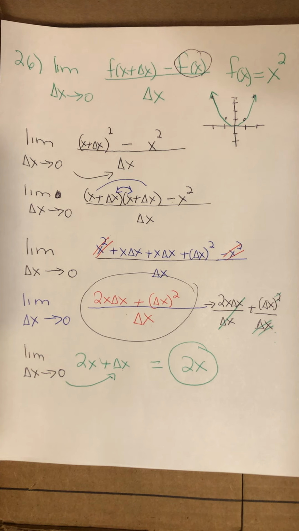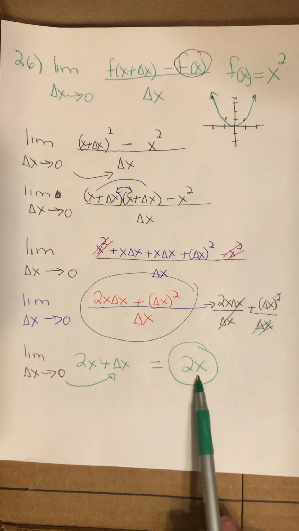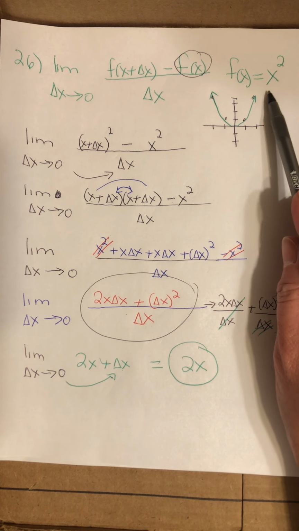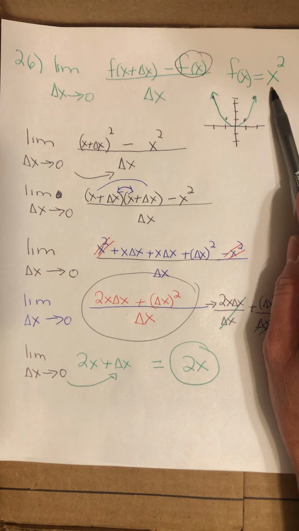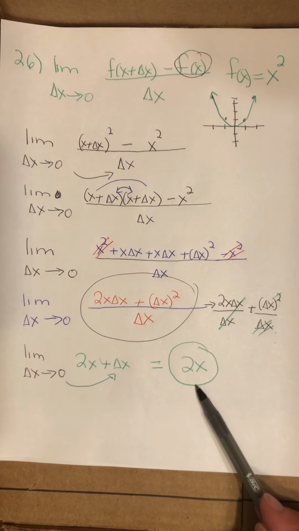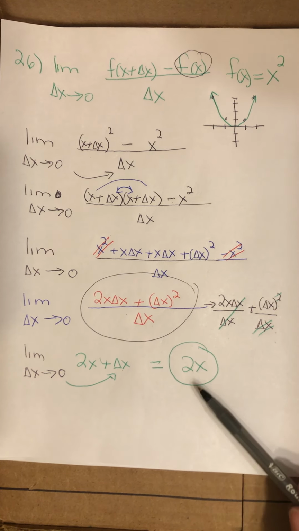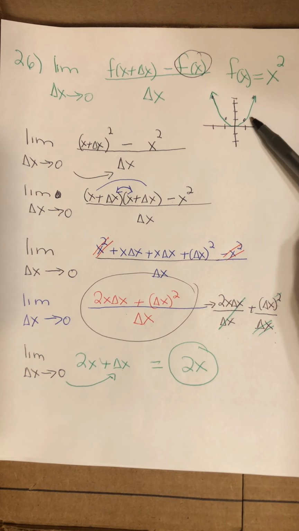I know you were probably expecting a fraction, or a value here, but we get an answer of 2x. What does this mean? We will talk about this more in class, but here's what it means. When you have the function x squared, there is a slope function associated with it, and it is 2x. In other words, for any x on x squared, when you put it into this difference quotient, this slope function, it will give you the slope on x squared at that x.